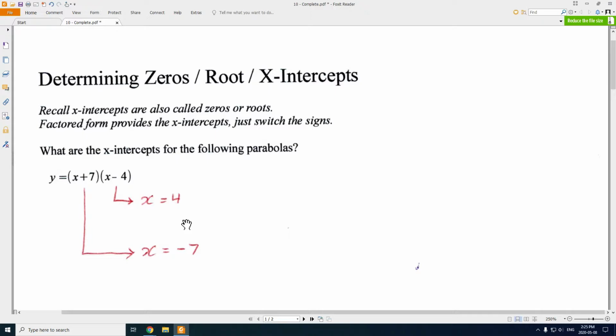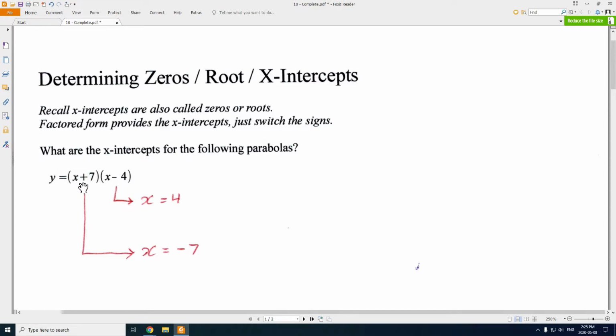Now, let's think about why we are swapping the sign. Why does that work? Well, an x-intercept happens whenever your y value is 0, right? If your y value is 0, then you're sitting on the x-axis somewhere. So what we're really doing here is plugging in y equals 0 and figuring out what x values make your entire equation equal to 0.